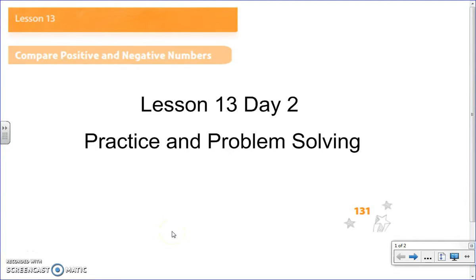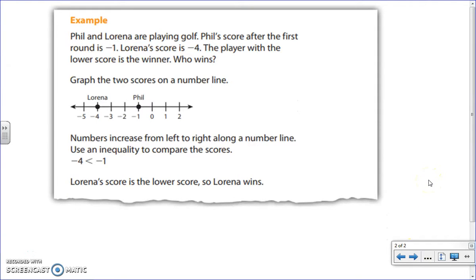This is Mr. Gillum, and today we're going to be looking at an example from our Practice and Problem Solving book about comparing positive and negative numbers on page 131. It says that Phil and Lorena are playing golf. Phil's score after the first round is -1. Lorena's score is -4. The player with the lower score is the winner.